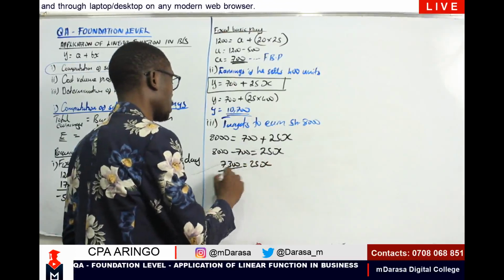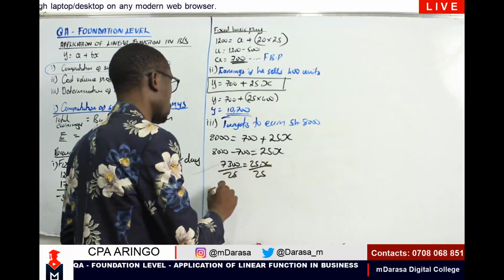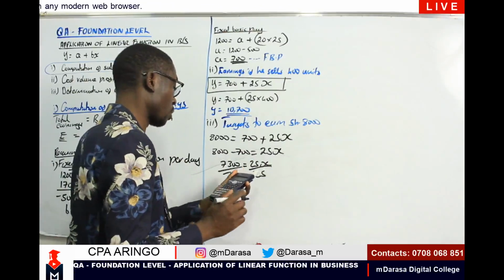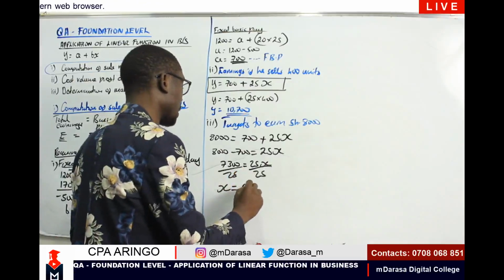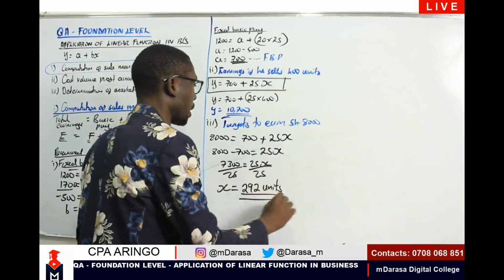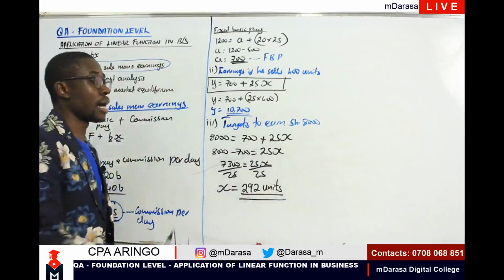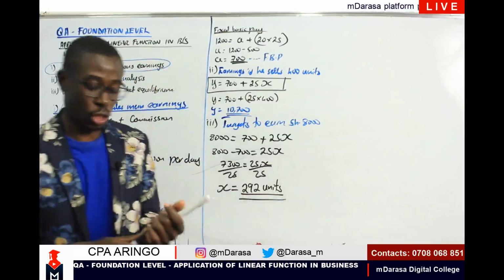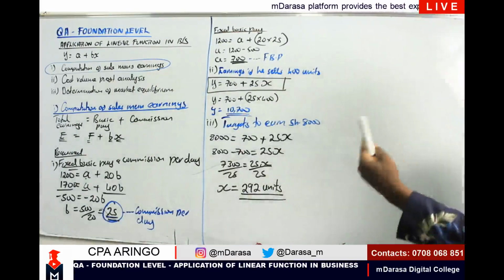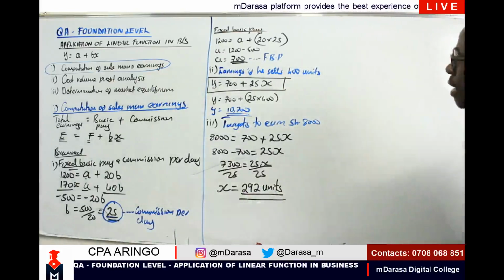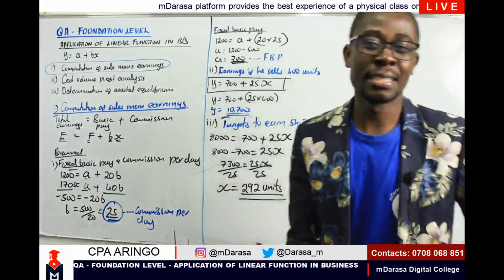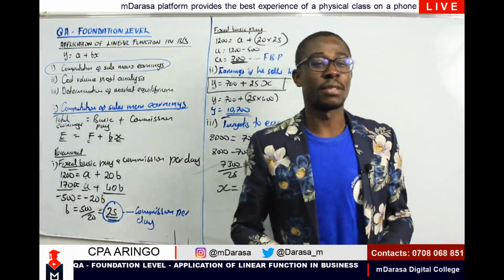So, you're talking of 7,300 is equal to 25x. So, what will be our x? You can agree our x will be divided by 25, which in this case we are talking of how many units? 292 units. So this is what Kena should sell for him to earn how much? 8,000 shillings in a day. And that is one major application of linear function. And this is what you are required to do, my good student. As simple as that.